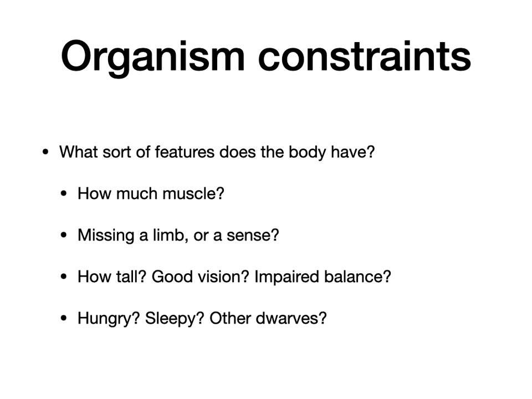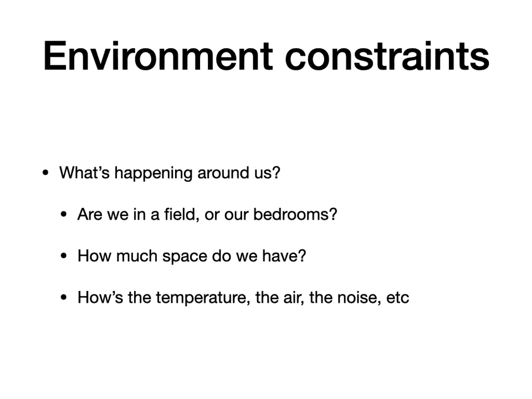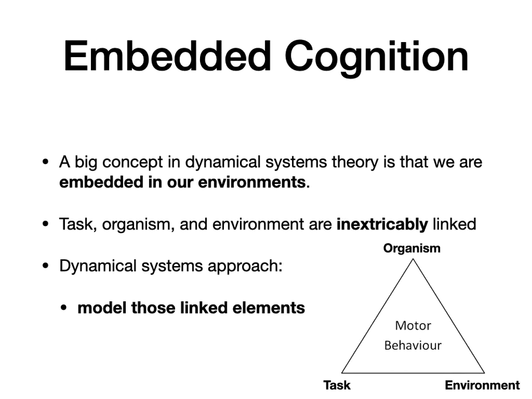Finally, environment constraints. So what's happening around us? Am I out in the field or am I in my bedroom, right? How much space do I have to move? What's the temperature? How's the noise? Is it dark? All these questions. So this brings us to this sort of embedded cognition idea.